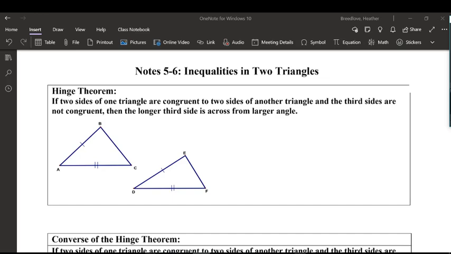This is 5.6, Inequalities in Two Triangles. So we have a hinge theorem, and it tells us that if two sides of one triangle are congruent to two sides of another triangle, and the third sides are not congruent, then the longer third side is across from the larger angle. So first, you need to make sure that two sides are congruent.